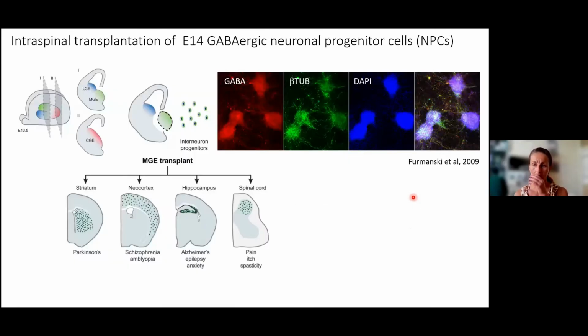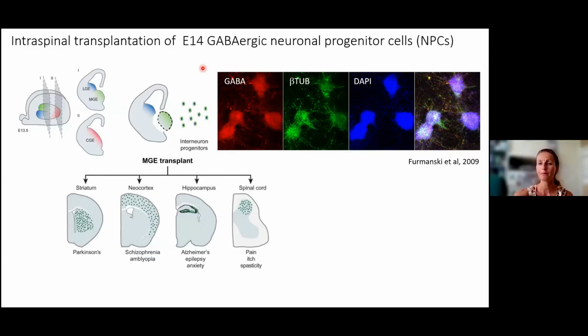So to approach this problem, we and other labs are using GABAergic cells derived from rat embryos, and we are transplanting those cells into the animals, and then we are assessing the analgesic effect of those cells.